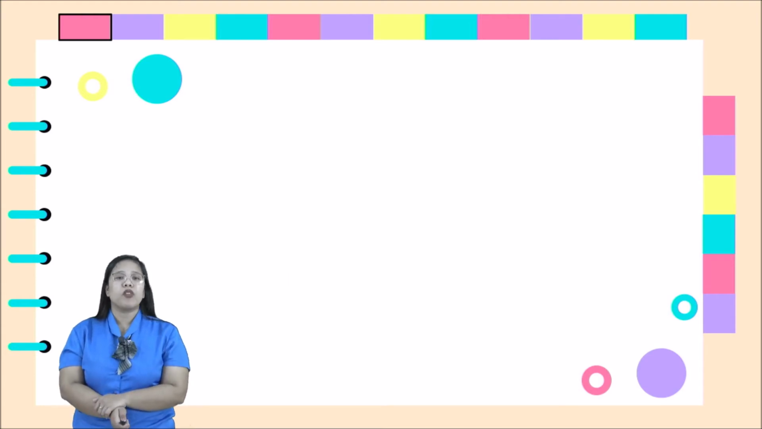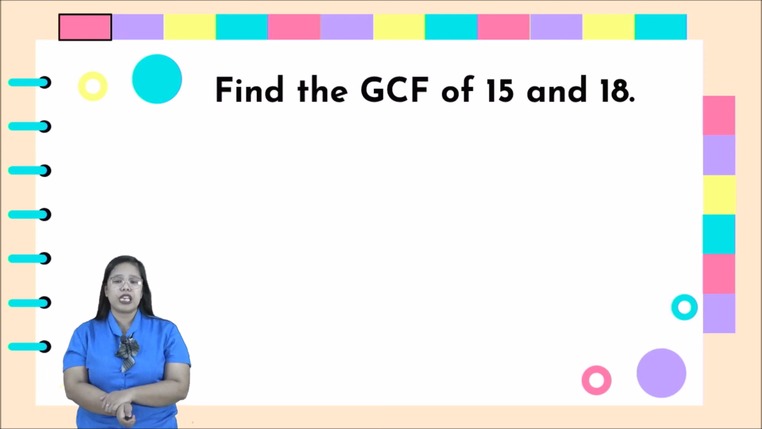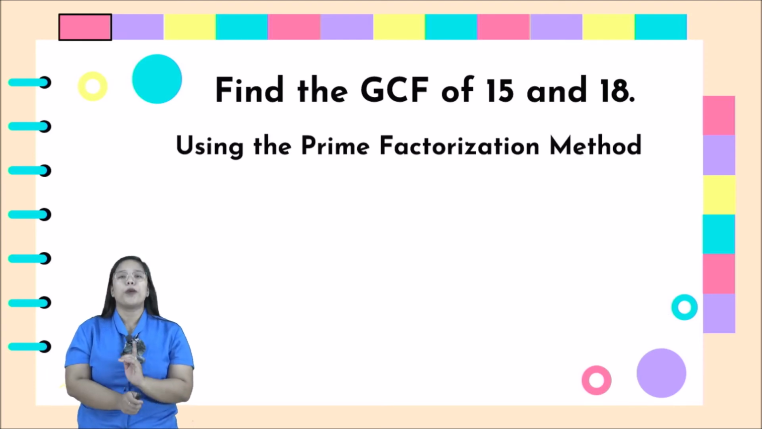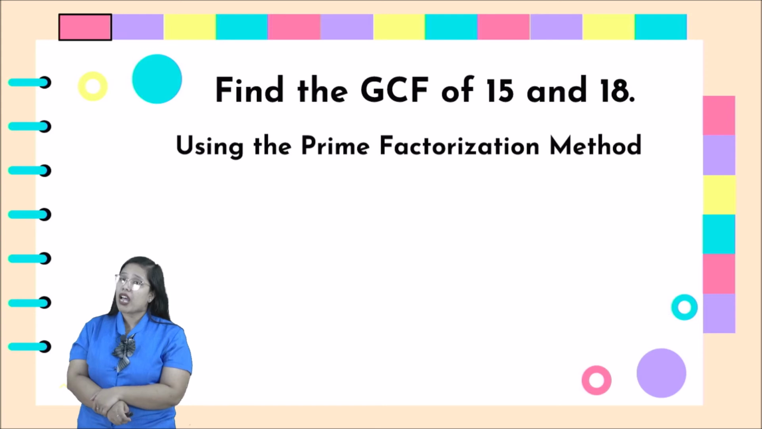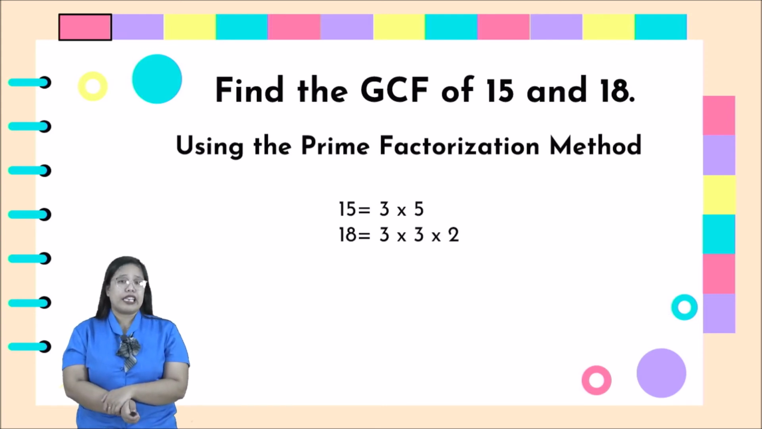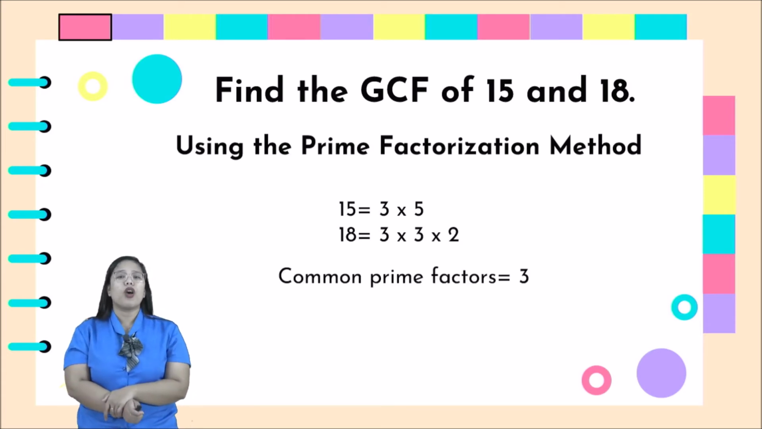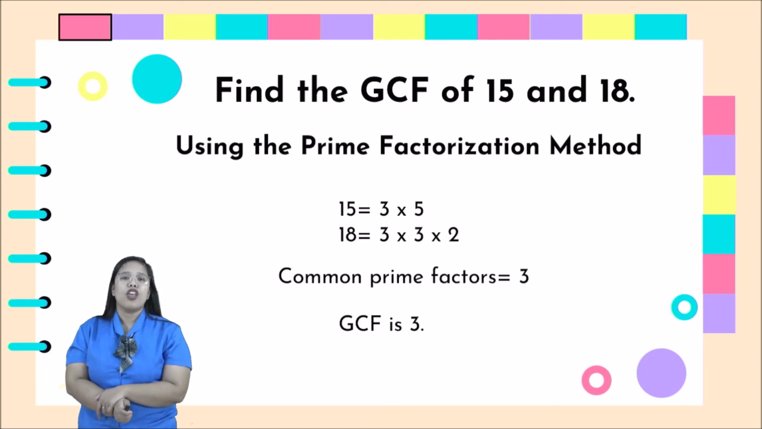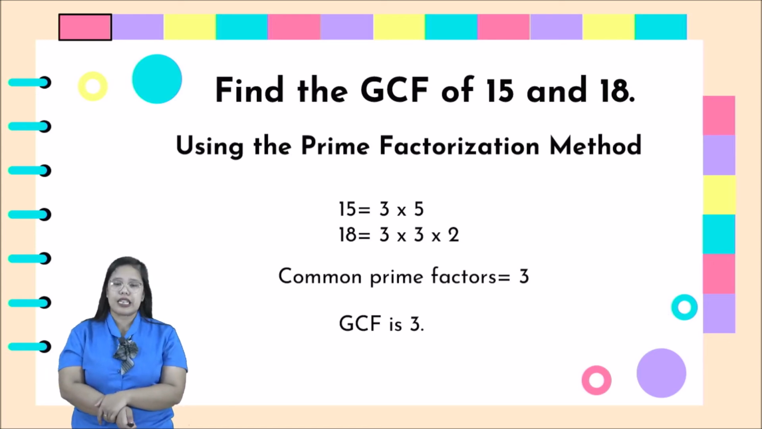Next one, find the GCF of 15 and 18. But this time, using the Prime Factorization Method. So 15 and 18, we have 15: 3 times 5, 18: 3 times 3 times 2. So the common factor is 3. Therefore, the GCF is 3.